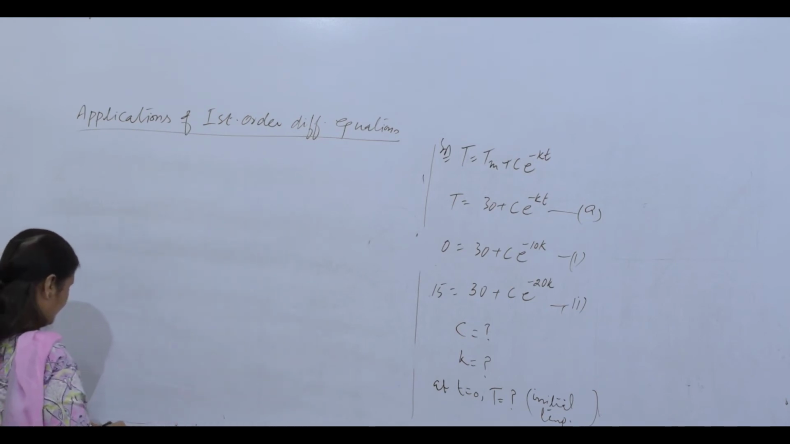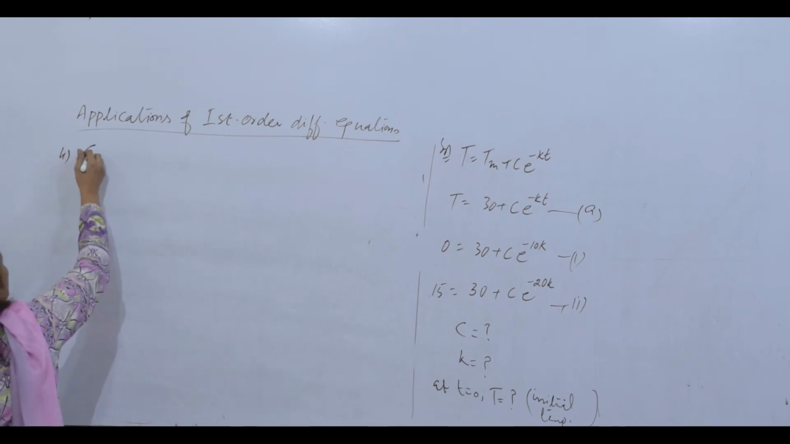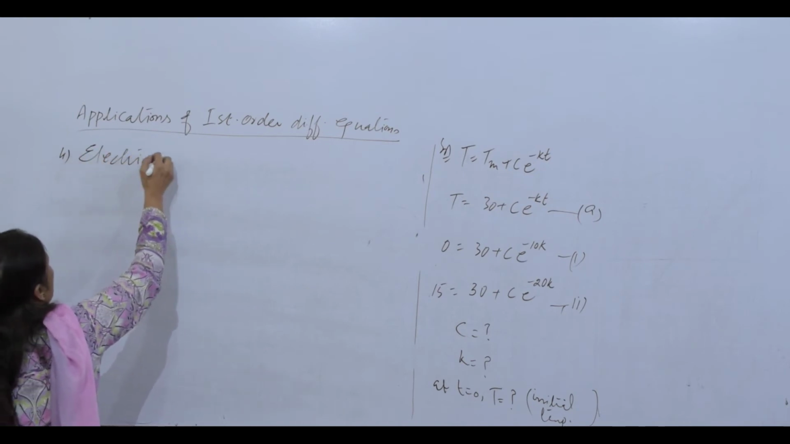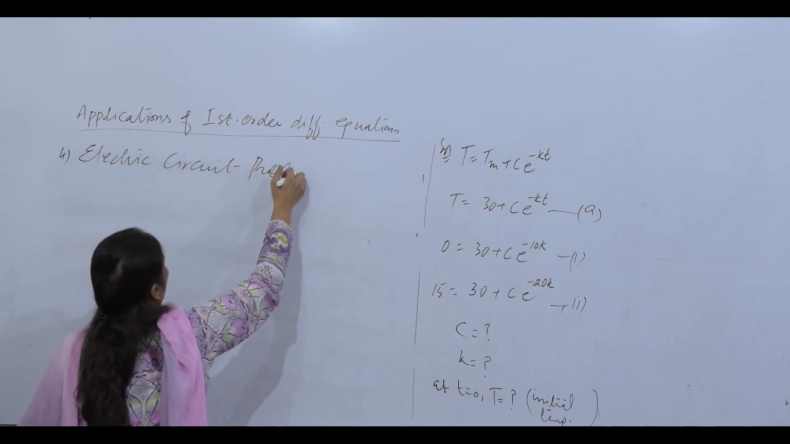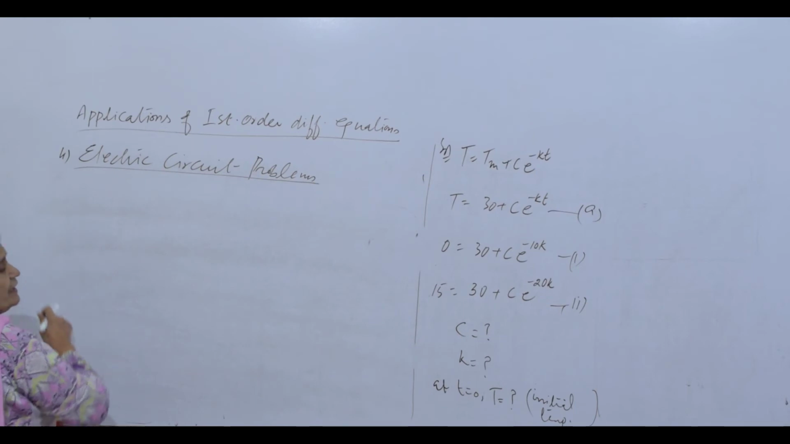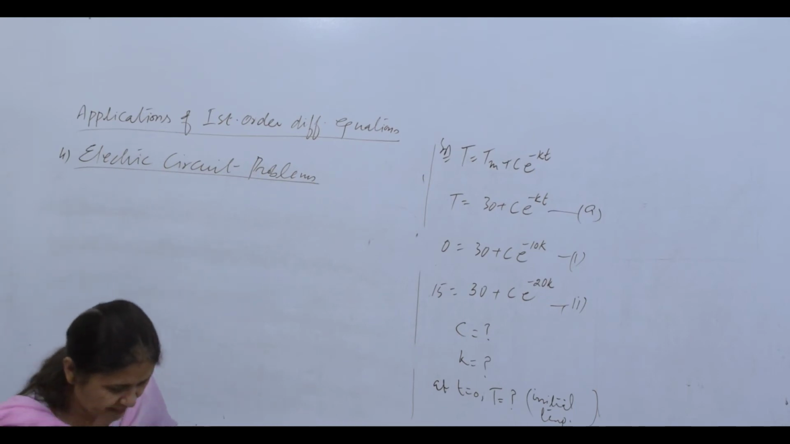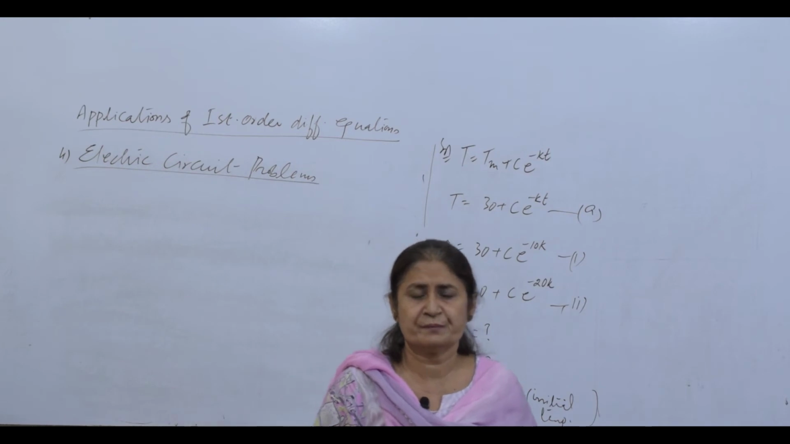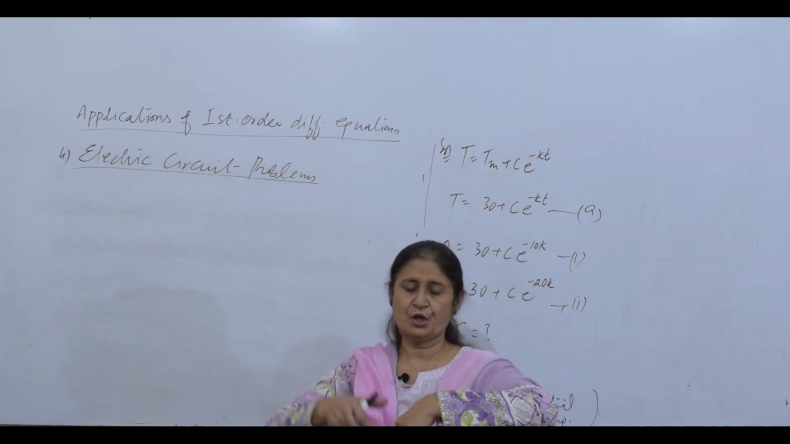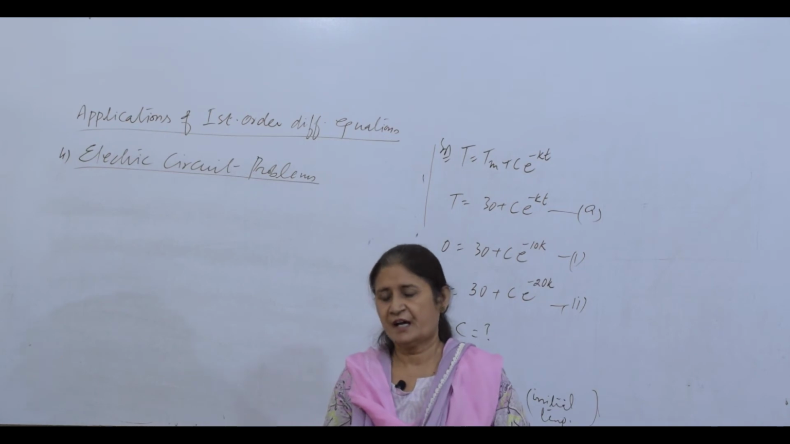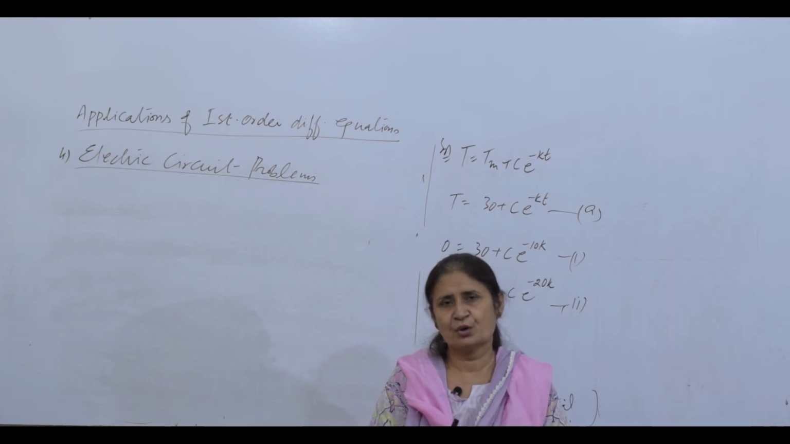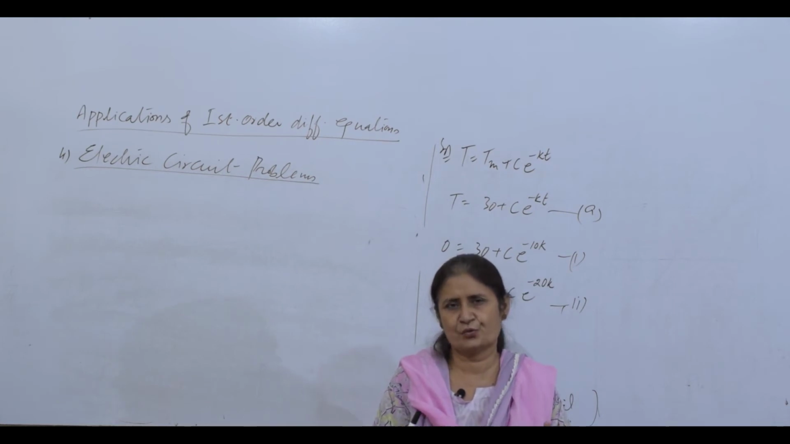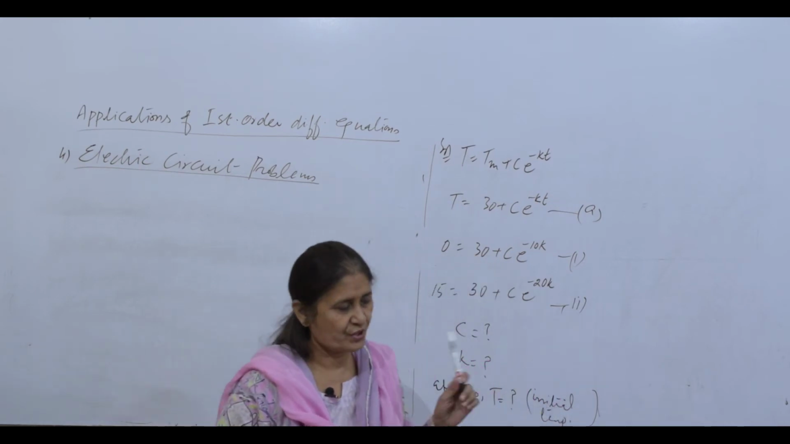The fourth one is the application to electric circuit problems. Since I am talking about application of first order differential equations, I will have the LR and RC circuits. But if I consider all three components, L, R and C, in series in an electric circuit, then the equation will be of second order. Since I am talking about first order, I will stay with two components.